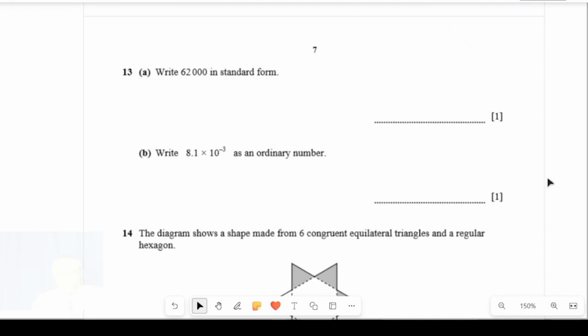Question 12. Now write 62,000 in standard form. So this is saying 62,000 in standard form is 6.2 times 10. So you count after the decimal point. How many numbers are there? 1, 2, 3, 4. So that is 10 raised to power 4.